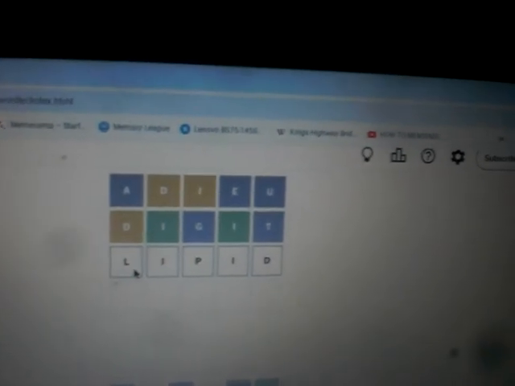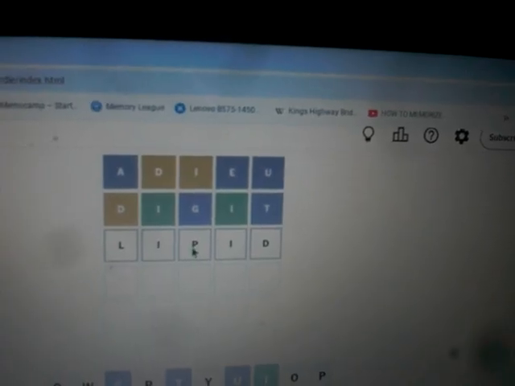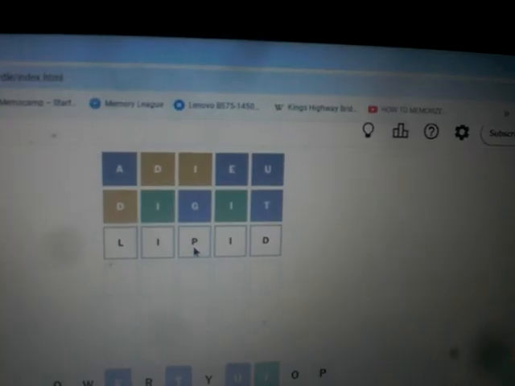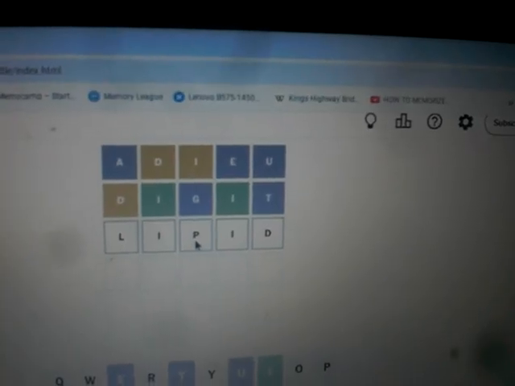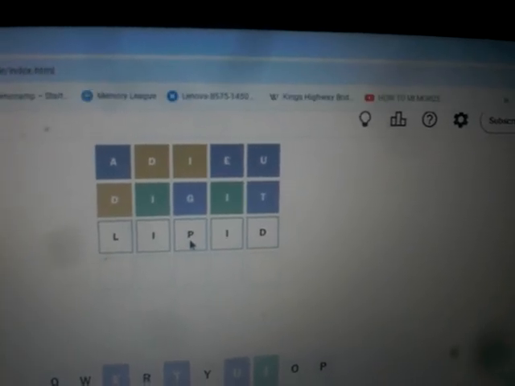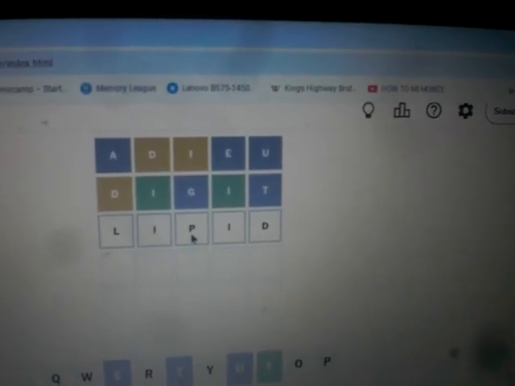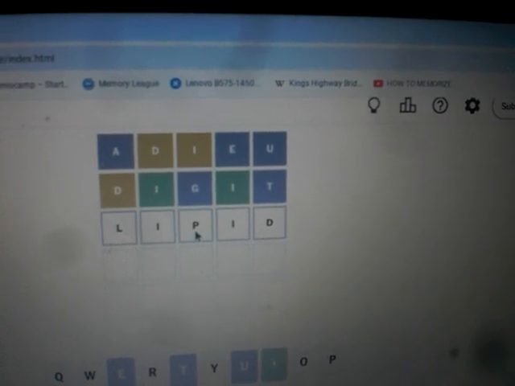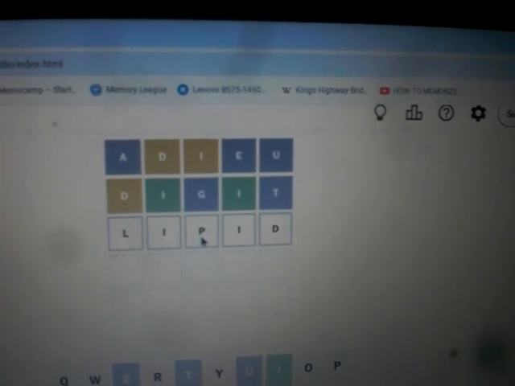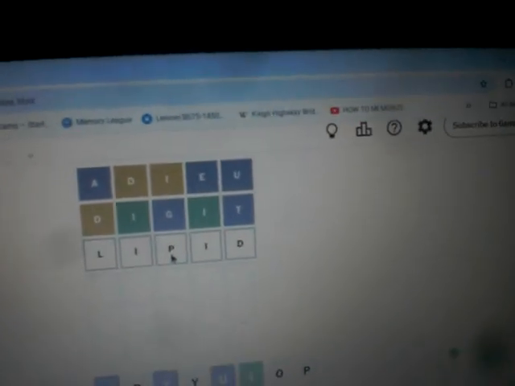L-I, something I-D, and let's plug in here. A, B, libid, like libido? Is that a word? No. C, D, E, F, G, H, I, J, K, L, M, limid, N, O, P, Q, R, S, T, U, V, livid. Livid! Oh boy, now we got a choice. So we got lipid and livid. So it's lipid and livid.